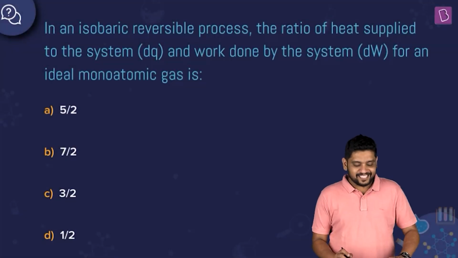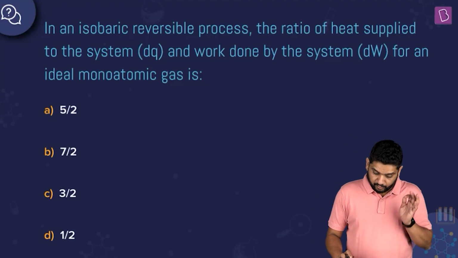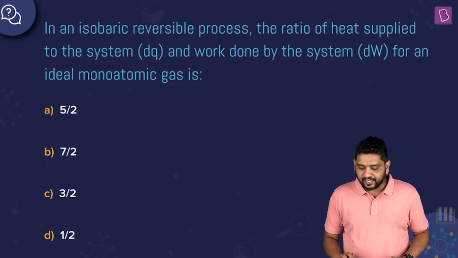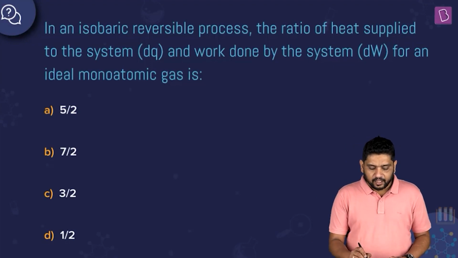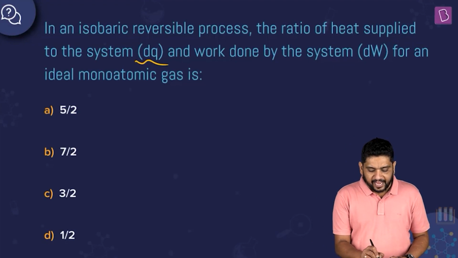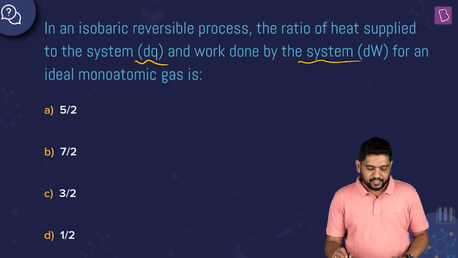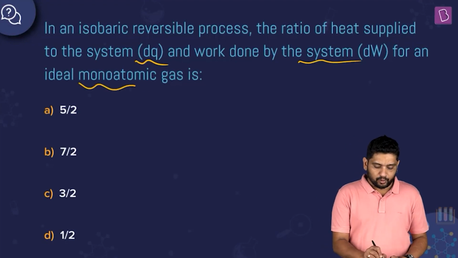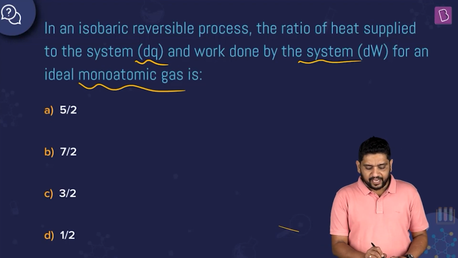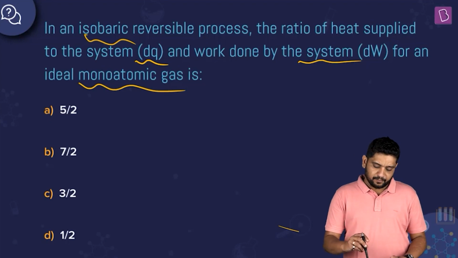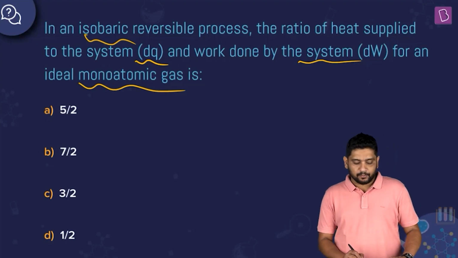Okay, this question says in an isobaric reversible process, the ratio of heat supplied to the system dq and the work done by the system dw for an ideal monoatomic gas is, right. So we have an isobaric process. Isobaric is pressure constant. Pressure constant means that p external, p gas is same throughout the process.